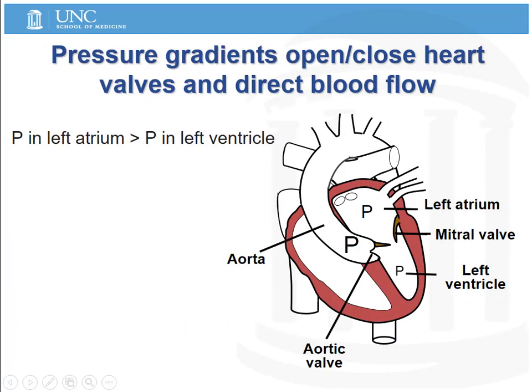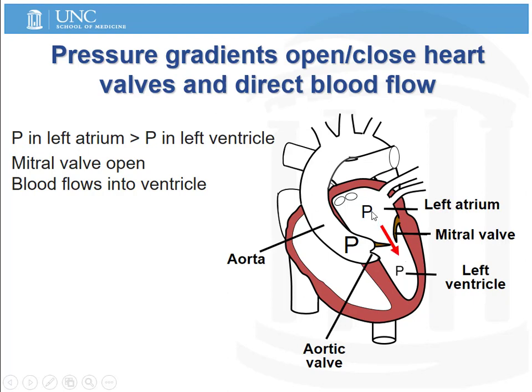Now let's look at how changes in pressure lead to opening and closing of heart valves and ultimately to the flow of blood. We'll start here with the left atrium, and as long as the pressure in the left atrium is higher than the pressure in the left ventricle, the mitral valve remains open, allowing blood to flow down its pressure gradient from the left atrium into the left ventricle, causing ventricular filling.